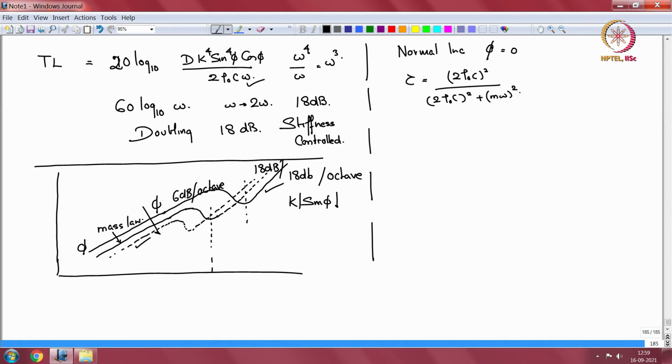Okay, and so typically m is a bigger entity, mass dominated, then we'll have transmission loss given by 20 log to the base 10 of m omega by twice rho 0 c, which will be some curve here which is parallel to the 6 dB curve but it keeps going. This is phi equal to 0, normal.